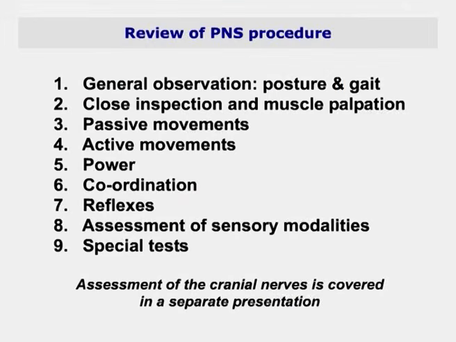We have now concluded the procedure for assessing the peripheral nervous system. Let us now retrace the main steps. General observation, assessment of posture and gait, close inspection and muscle palpation, passively assess the movements of the limbs and joints, active movements, power, coordination, reflexes, assessment of the sensory modalities, and special tests. Assessment of the cranial nerves is covered in a different presentation.